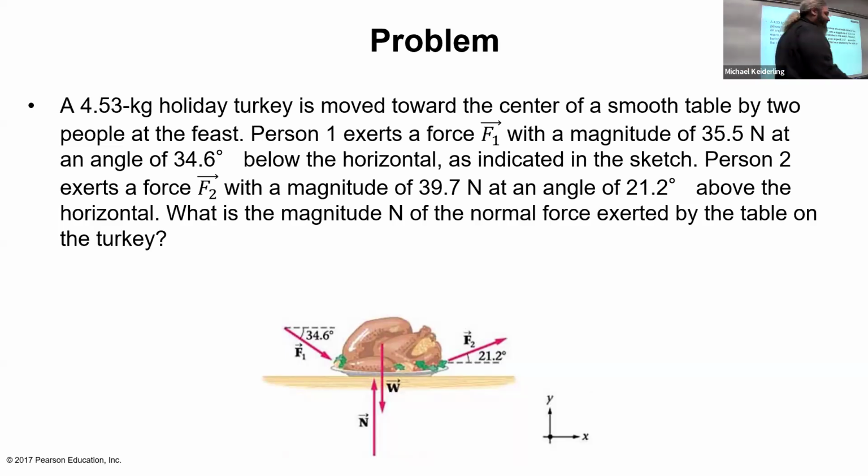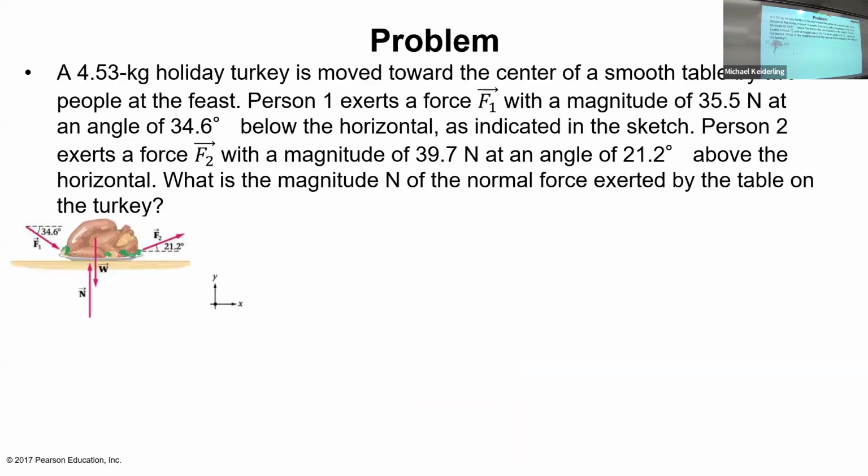So the general idea here is that we know the turkey is not moving up or down. So we know the sum of all the forces in the y direction will equal 0. And we need to just solve for what the normal force will be. So I can get started showing you how this process works.